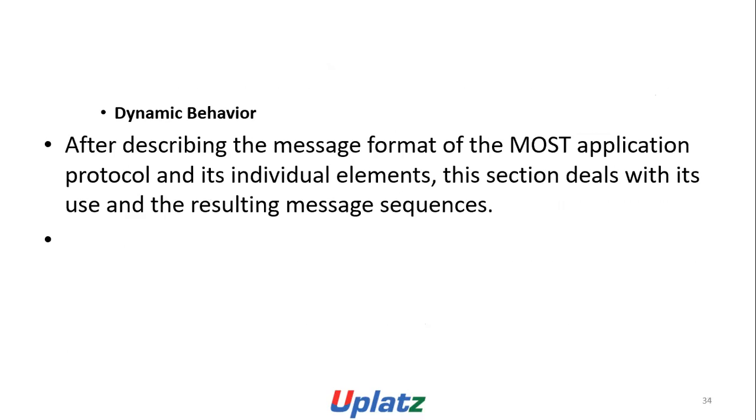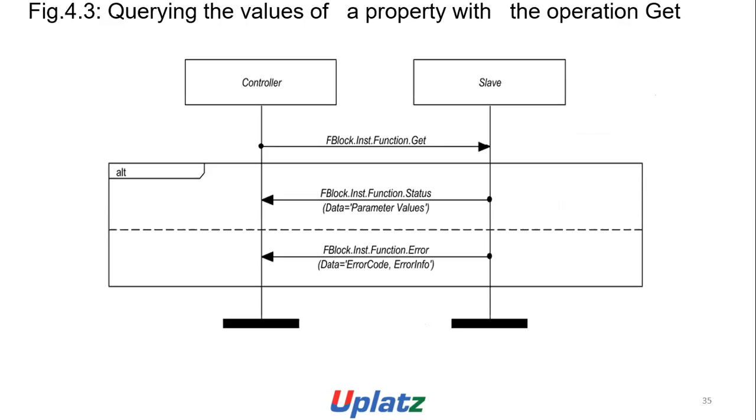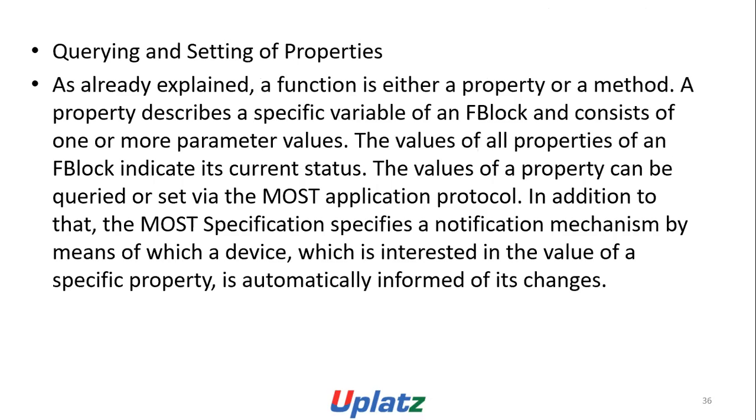Dynamic behavior. After describing the message format of the MOST specification protocol and its individual elements, this section deals with its use and the resulting message sequences. Querying the value of a property with the operation Get: Controller to Slave, FBlock InstID FunctionID Get; alternatively, FBlock InstID FunctionID Status, data parameter value; or FBlock InstID FunctionID Error, data error code, error info.